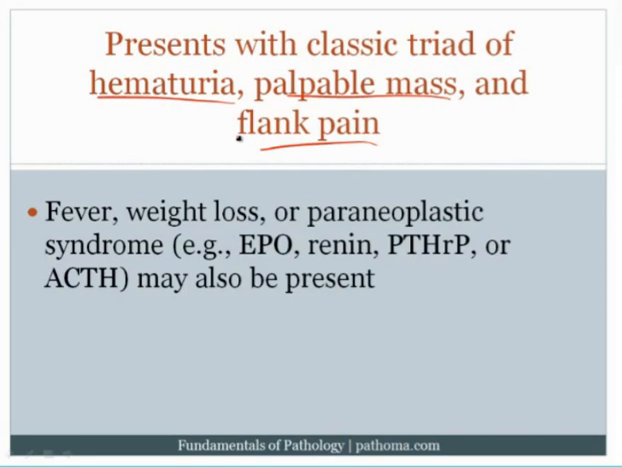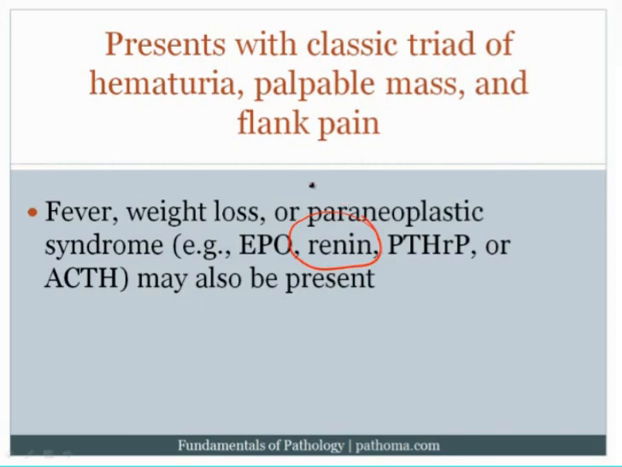Hematuria is overall the most common presenting symptom. In addition to this classic triad, patients can also present with fever or weight loss. Now, one of the very high yield points to note concerning renal cell carcinoma is that it can produce multiple paraneoplastic syndromes. For example, it could release erythropoietin, causing a reactive polycythemia.